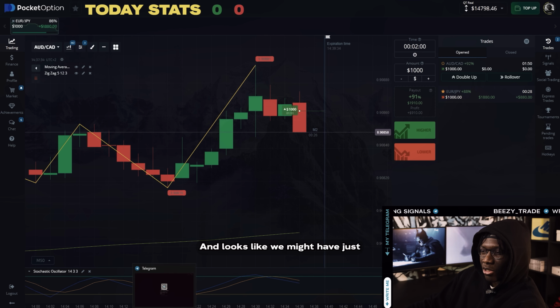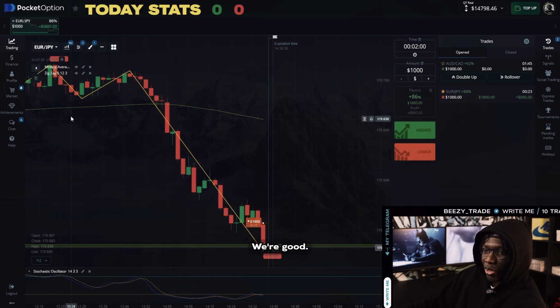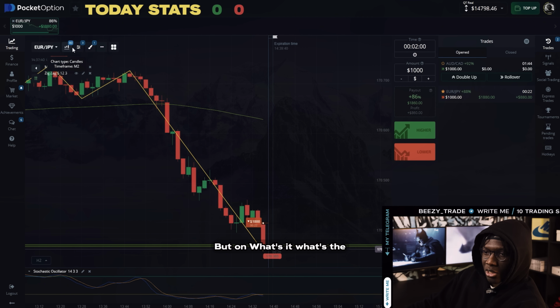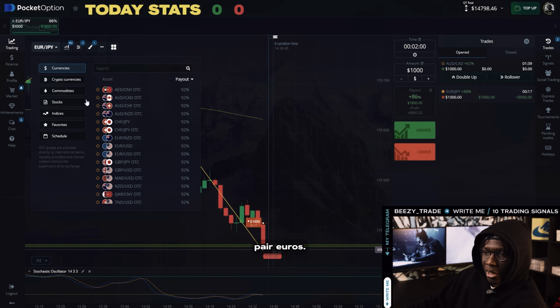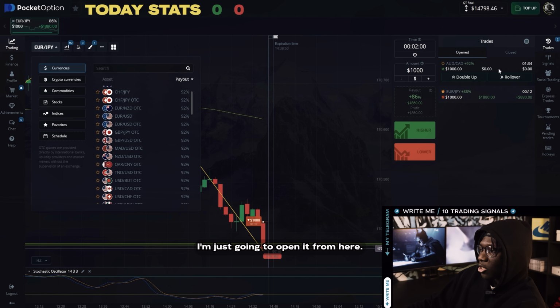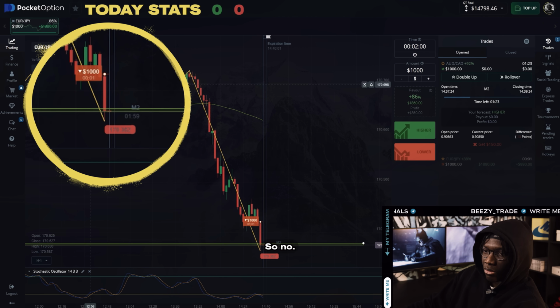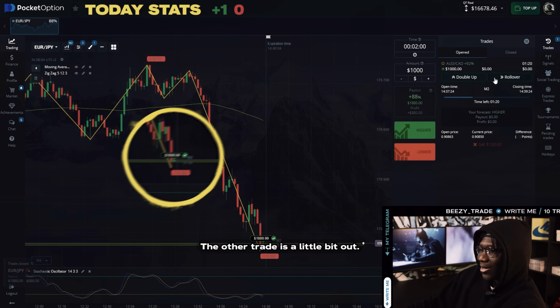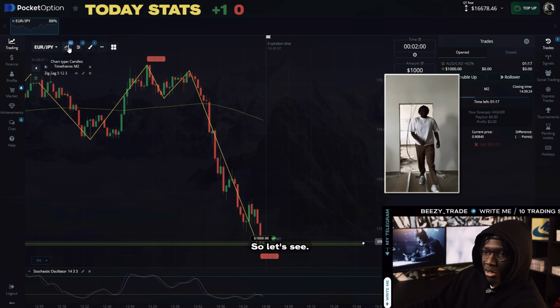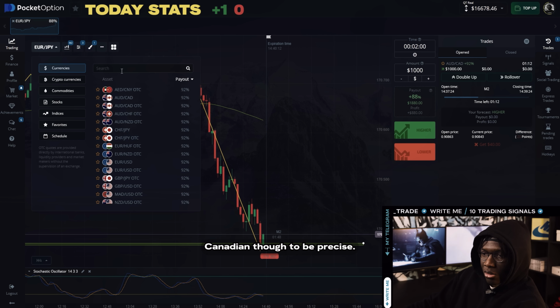It looks like we might have just overplayed our hand, played our hand a little bit too early. Here we're good, but on the pair Euro, I'm just gonna open it from here. Canadian dollar. Can I open my trade? So no. We get profit on one of our trades. The other trade is a little bit out. So let's see, it's Euro CAD, Canadian dollar to be precise. So let's just go CAD.